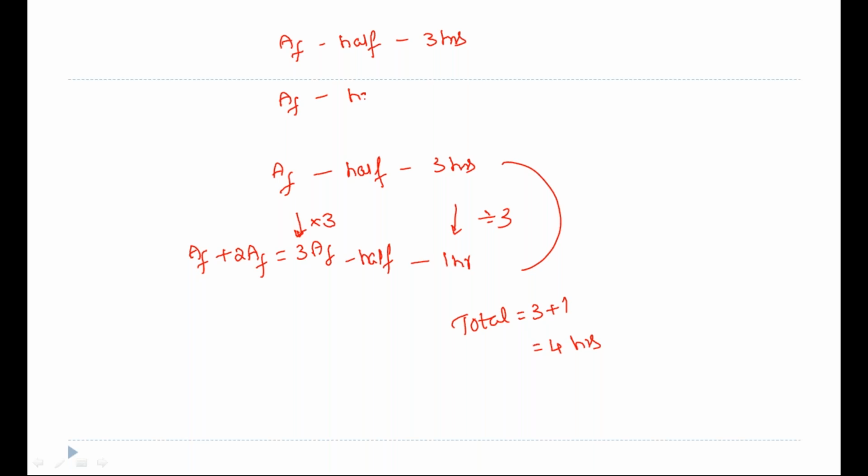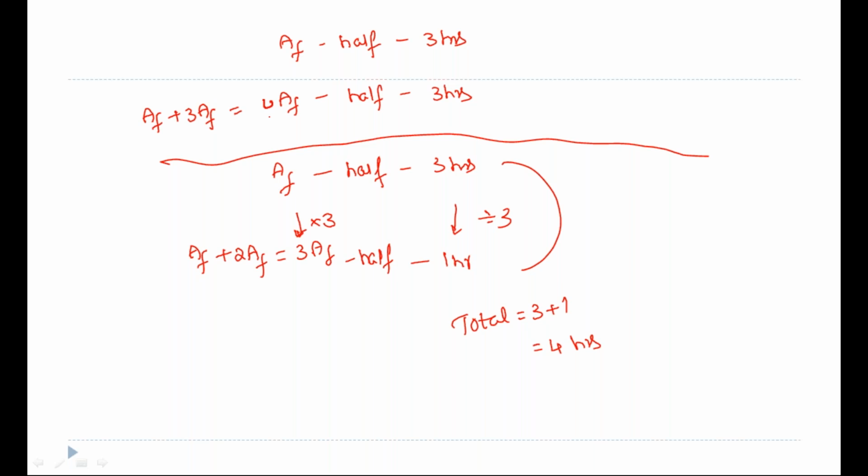Suppose if only one tap is there, next half also 3 hours, right? But what happened? 3 more similar taps open means now totally 4, right? This is into 4, because of inverse relationship, this should be divided by 4. Or else you go with the chain rule. M1 T1 equal to M2 T2, where T is for timing.